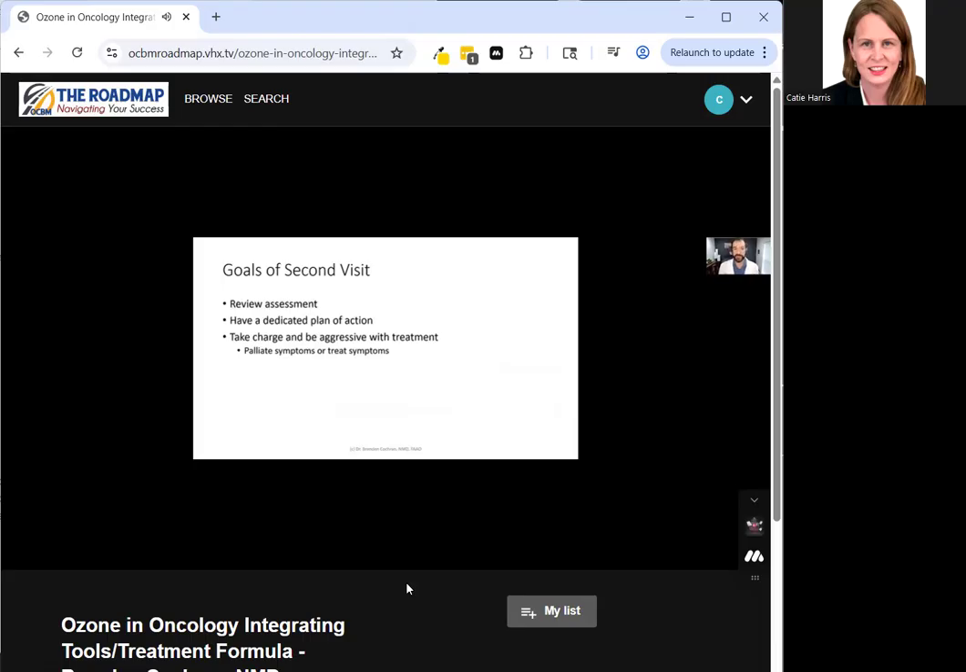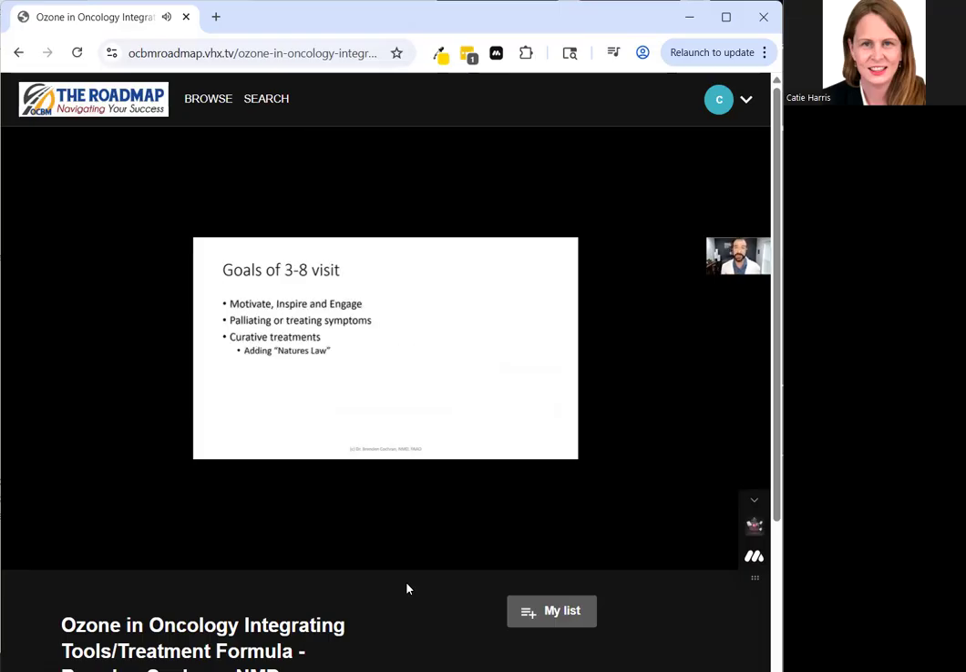Goals of the second visit. This is basically to review everything that we worked up the first visit, also show that we have a dedicated plan based on the findings of the assessment. We're still taking charge and we're basically hitting it as hard as we can.